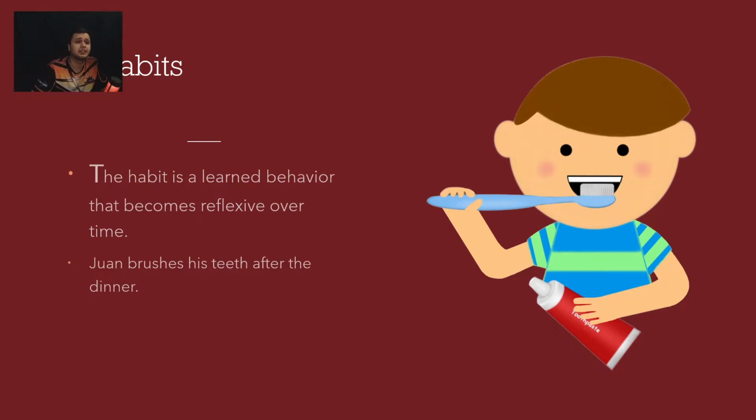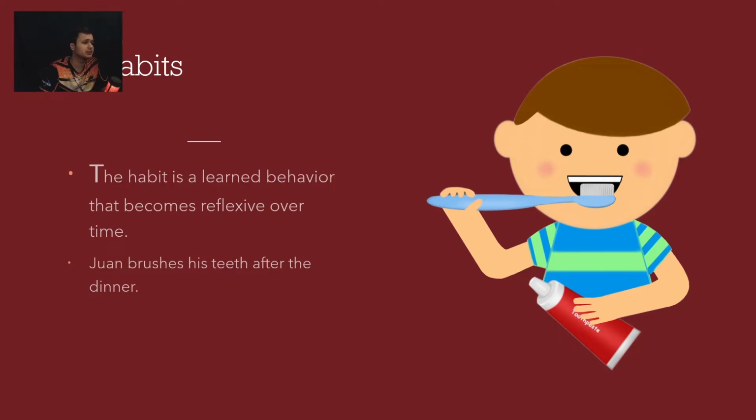Let's talk about the habits. In our definition, a habit is a learned behavior that becomes reflexive over time. We can understand a habit as something that we do regularly, but that we do automatically, like we don't really realize that we are doing it. It is something that we already do, and maybe we don't pay attention to it.